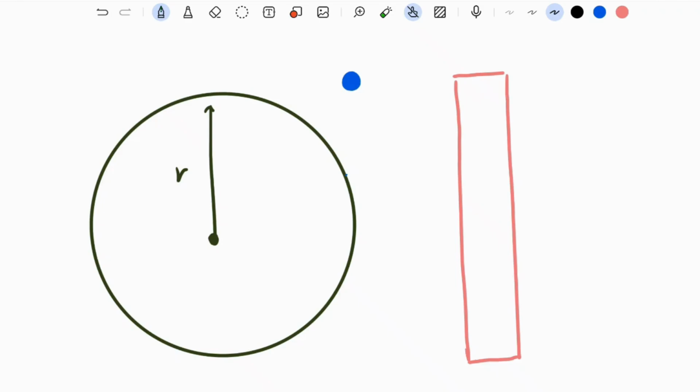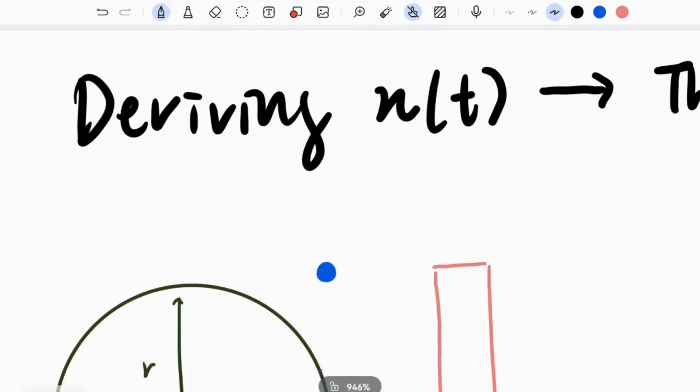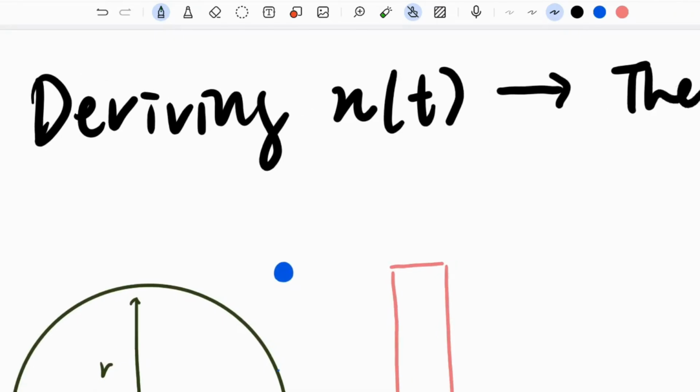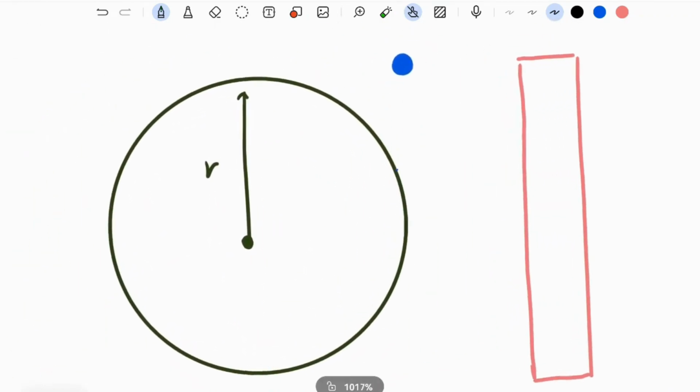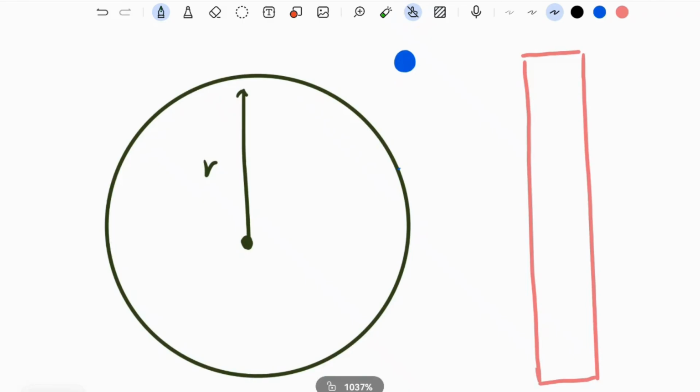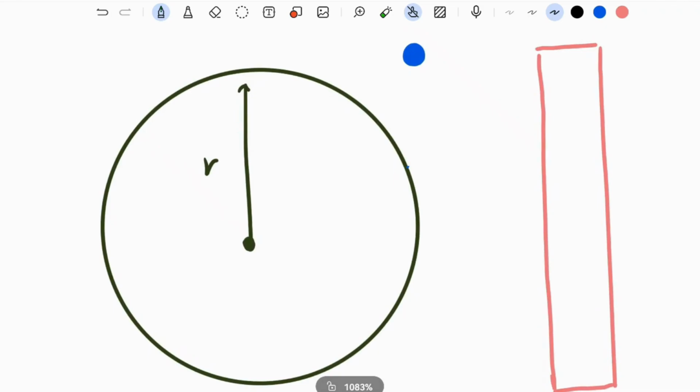In this video, we'll be talking about how to derive the x function, or in other words, the displacement function of simple harmonic motion. Okay, so without further ado, let's get started. Also, on a side note, I'll be using a bit of circular motion concept to derive this. This is not the only way to derive it, I just find this way easier to visualize and understand, so I'm going to show this way.